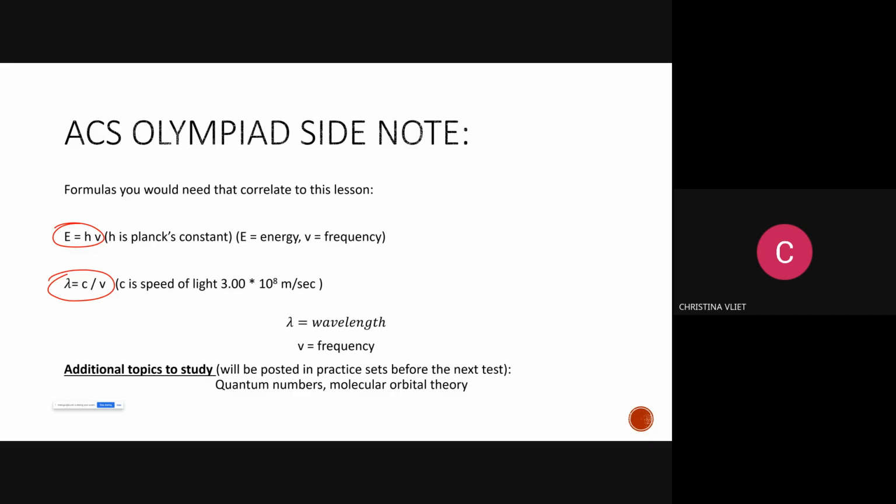Additional topics I'm going to include in the next practice set for the Olympiad: I'm going to include quantum numbers and I'm going to include molecular orbital theory, because those correlate to the lesson. They're a little bit above and beyond what's in this lesson, but they would be what's correlated. And I can set a time aside during tutoring to go over those specific topics. So that's an Olympiad segment.